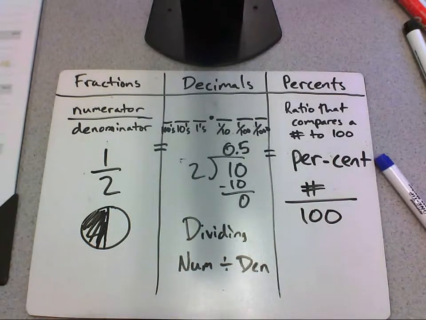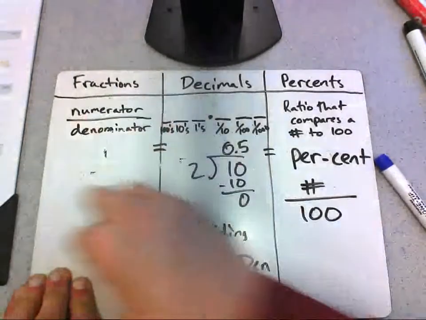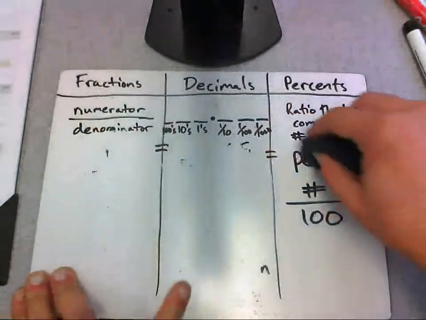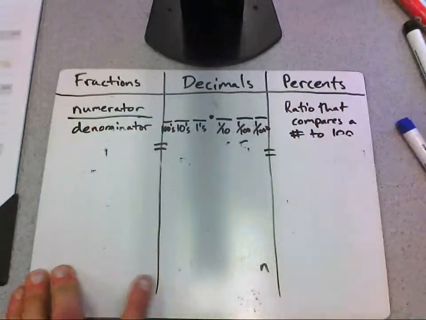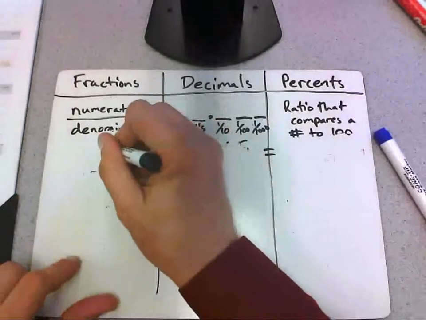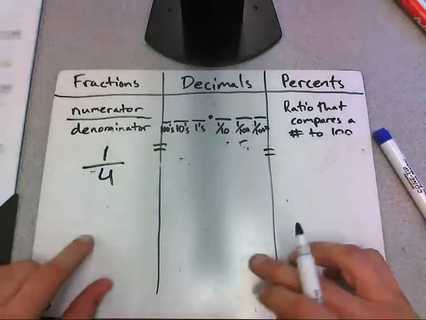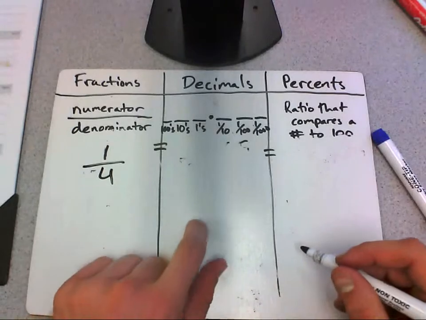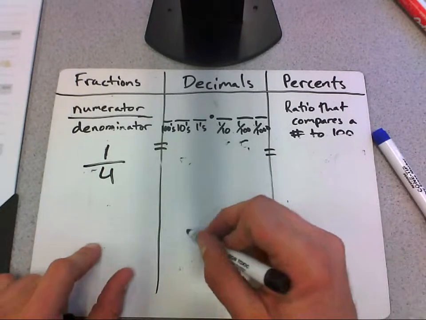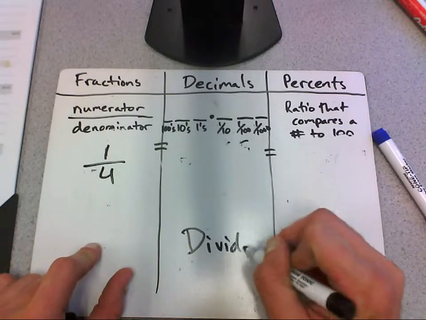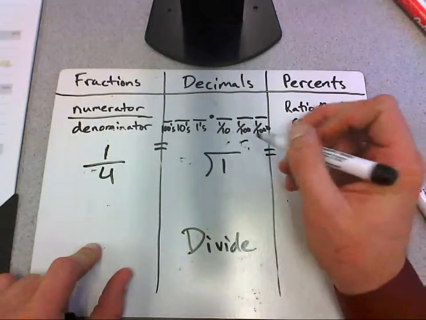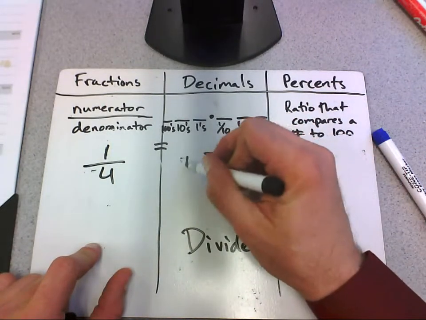Now, just for the sake of things, let's go for another one. Another common fraction that I'll use is going to be 1/4. Okay. How do we find our decimal equivalent? We divide 1 divided by 4.